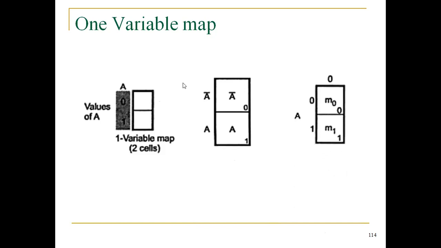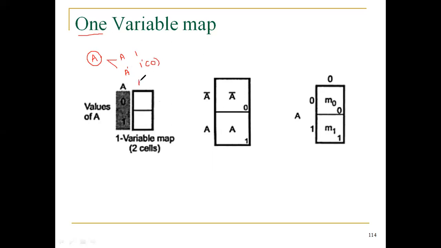But anyhow, one variable map, in the sense, according to the fundamentals, since it is a one variable, the variable may be A or B or whatever it is. Already we know that if the variable is A, it has two parts. One is uncomplemented, that is A, and another one is complemented, that is A bar. One bar means zero.